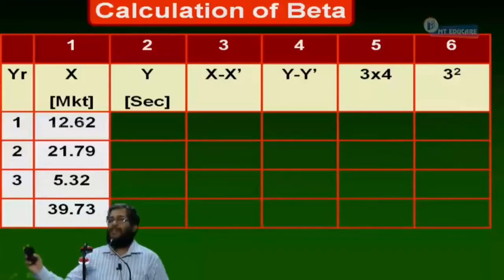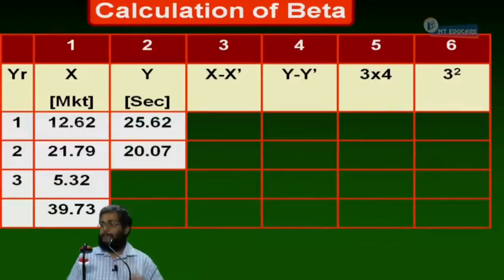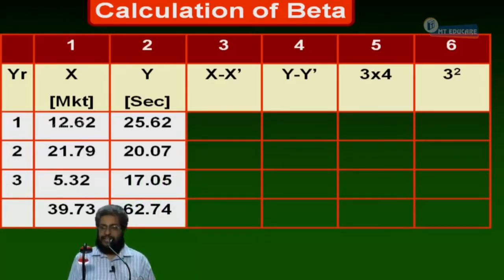Now, next, y. Tell me what is the y security? 25.62, 20.07, 17.05. What's the total? 62.74. What is 62.74? Sigma y. We should understand it. Can I proceed?